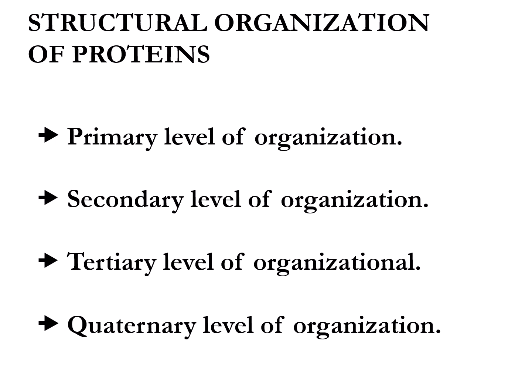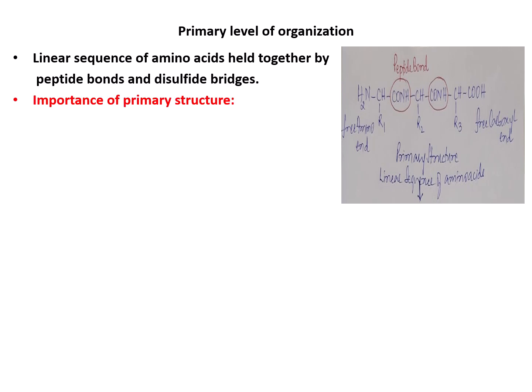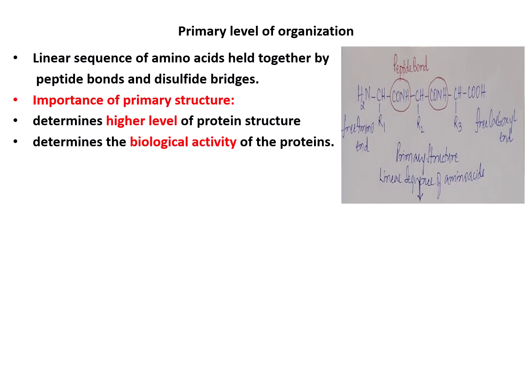Structural organization of proteins. There are 4 different levels of organization of proteins: primary, secondary, tertiary, and quaternary. Coming to primary structure of proteins, this represents the linear sequence of amino acids joined by a peptide bond. Now the importance of primary structure is that this structure determines the higher levels of protein structure and also determines the biological activity of the protein.